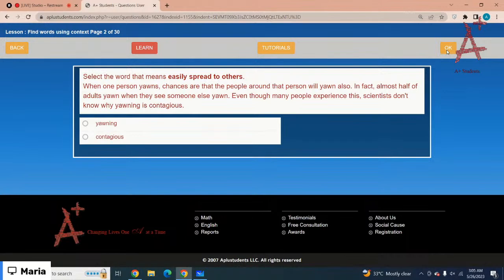Select the word that means easily spread to others. You have to look for the word that means easily spread to others. When one person yawns, chances are the other people around the person will yawn also. In fact, almost half of adults yawn when they see someone else yawn. Even though many people experience this, scientists don't know why yawning is contagious. So which is the correct option? Which word means easily spread to others?